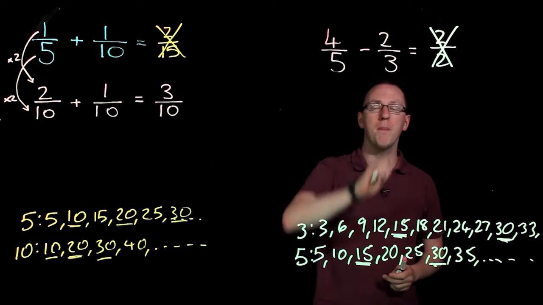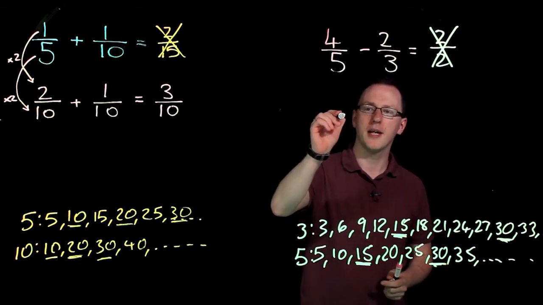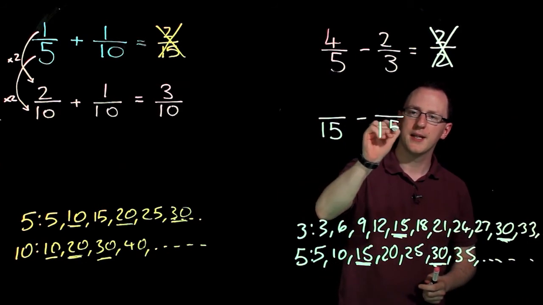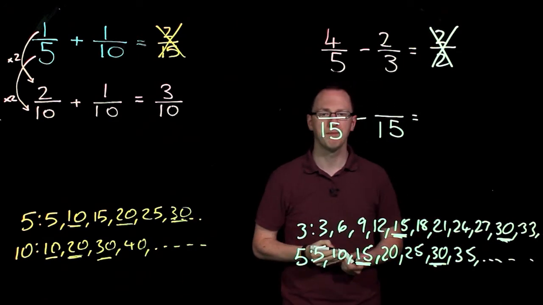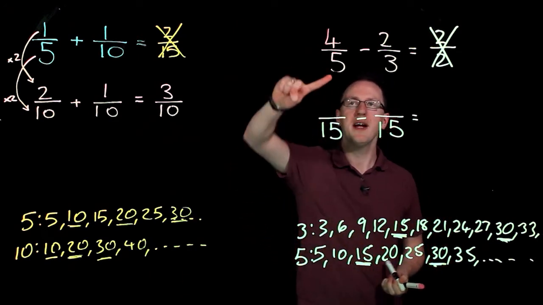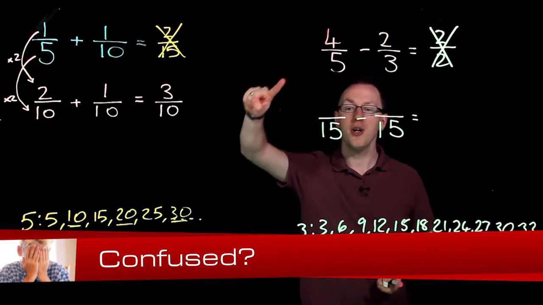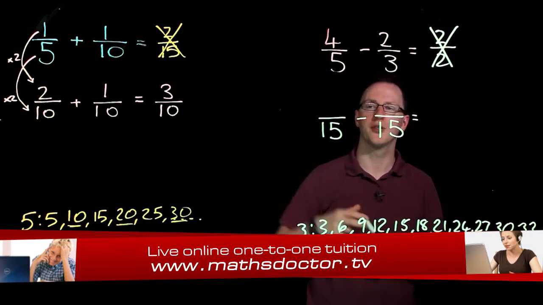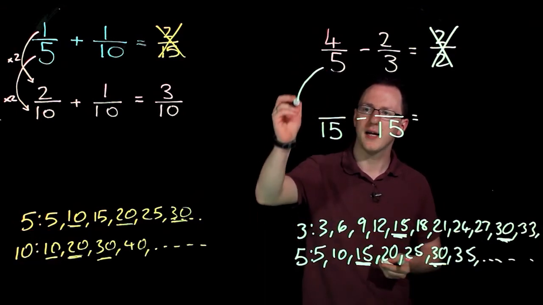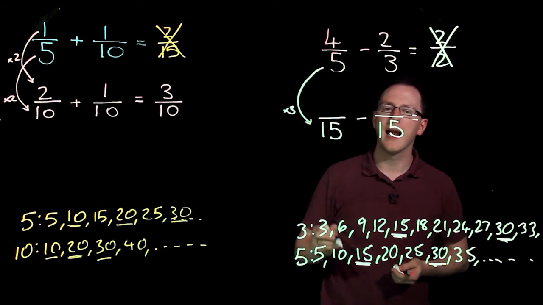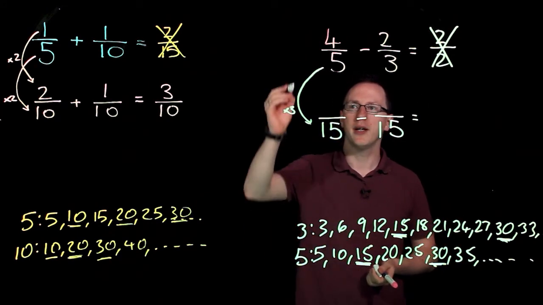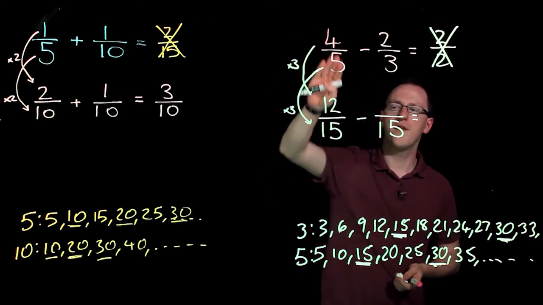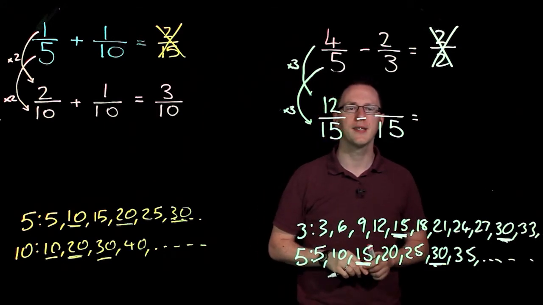So I want to change both of my original fractions to have denominators of 15. So some number of 15ths take away some number of 15ths. And I'm asking the question, what have I done to my denominator 5 to turn it into 15? And that's times it by 3. 5 lots of 3 is 15. 5 times 3. And I want to do exactly the same thing to my numerator. So 4 times 3 is 12. So 4/5 is equivalent to 12/15.